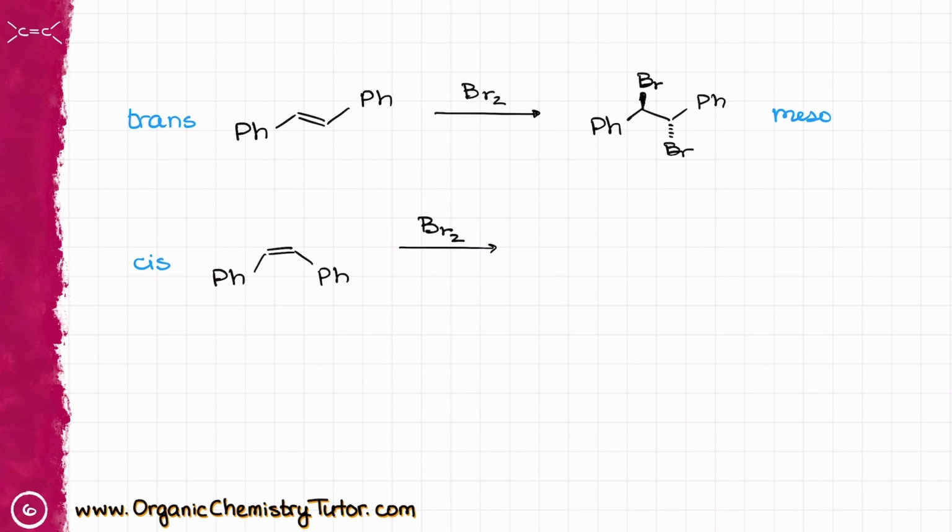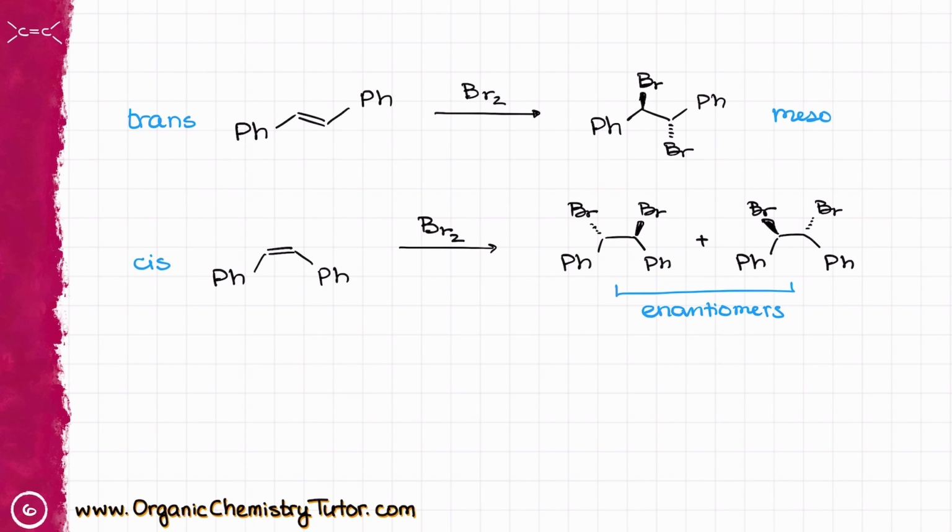While in the case of the cis stilbene being brominated, I'm going to have a product that looks like this, where one bromine is again looking at me and another one is looking away from me. But that is actually a chiral molecule. So I'm going to get this one, and I'm also going to get its enantiomer, which is going to look like this. So I have Br over here, and I have another Br on the left side like that. So these two are in fact enantiomers.